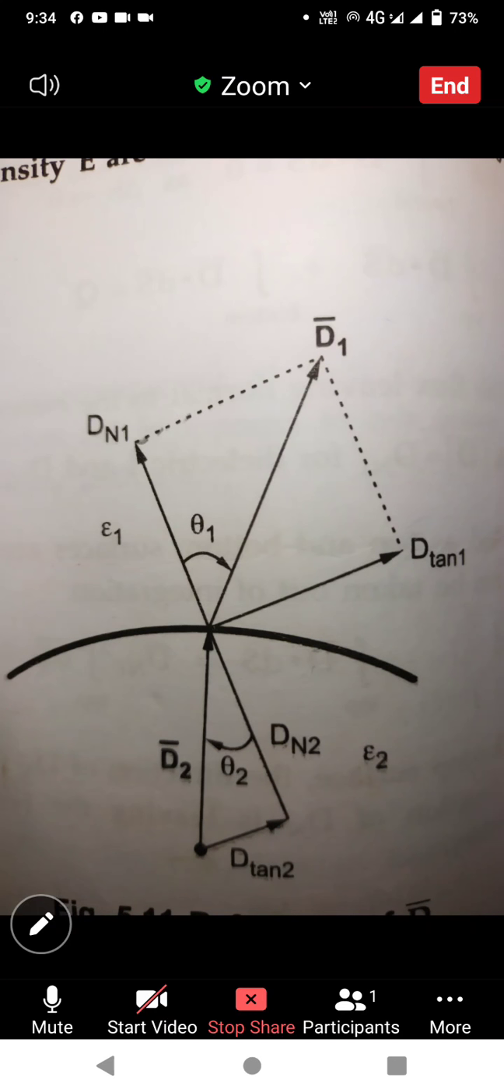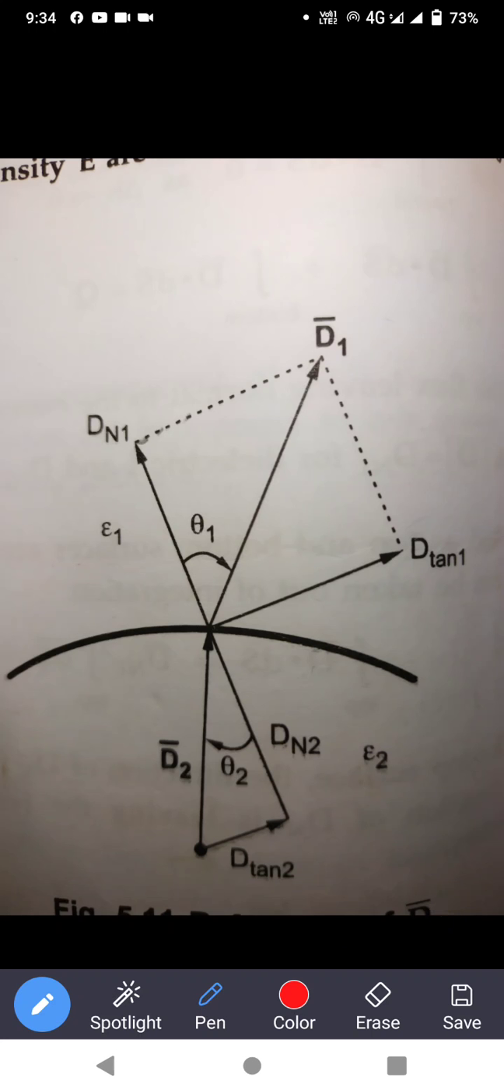When D1 passes from one medium to another medium, you can see here, there will be a refraction. It makes an angle theta 1 with the normal component. This is the tangential component. Every electric flux density or electric field intensity can be resolved into two components: one is the normal component and another is the tangential component. The refraction you can see in this diagram.